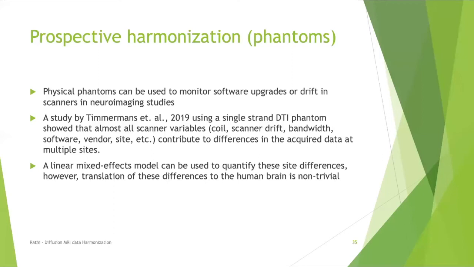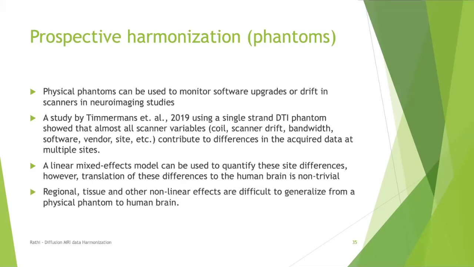You can quantify these differences using mixed effects models or any other model. But the question really is, how can we translate what you know from this phantom, where you calculated the FA and the mean diffusivity, to differences in the human brain? How do you map them? And that's pretty non-trivial. Because we know that it's regionally specific and dependent on tissue and other nonlinear effects.